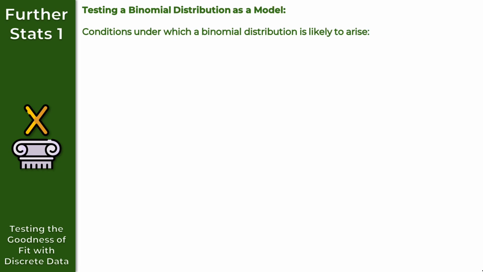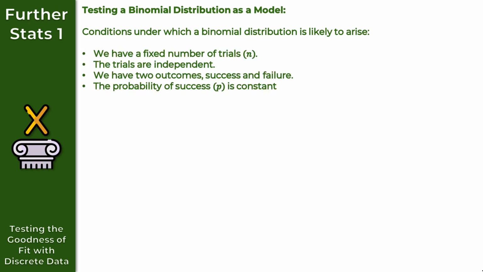Let's take a look then at the second distribution here. So this is for testing a binomial distribution as a model. So again, you need to be aware here of the conditions under which a binomial distribution is likely to arise. Now for the binomial distribution here, we have 4 conditions. So for the first condition here, we say that we have a fixed number of trials, which we denote as n here. For the second condition, we say that the trials are independent.